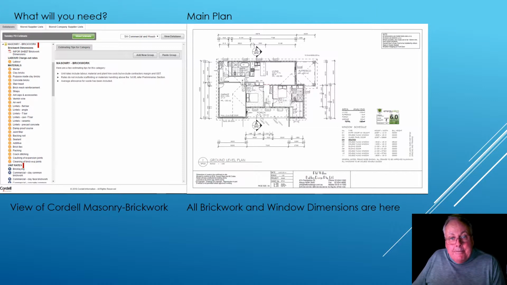Main plan, absolute key, because it has all our dimensions on there, which is very important. And we need to look at that. So this is a key area.